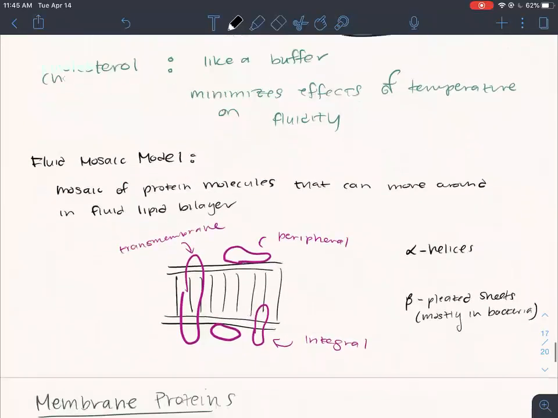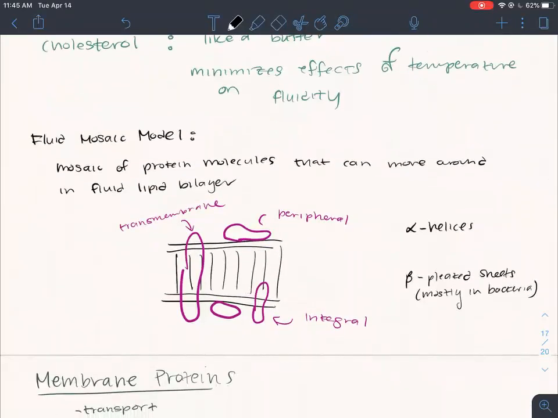So let's talk about the fluid mosaic model. Basically, fluid mosaic model says that a mosaic of protein molecules can move around in the fluid lipid bilayer. So you have three types of proteins. You have transmembrane, peripheral, and integral, depending on whether they completely cross the membrane, or they're just on the edge, or they only go like halfway. So these proteins that can be embedded in your lipid bilayer can be made up of alpha helices or beta pleated sheets, and the beta pleated sheets are mostly seen in just like bacteria.